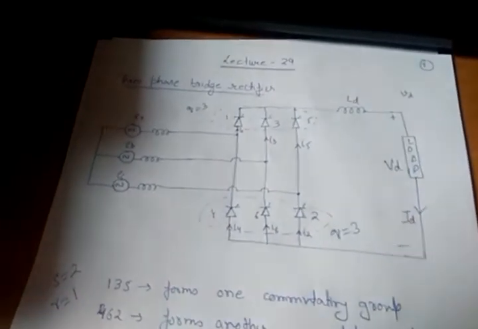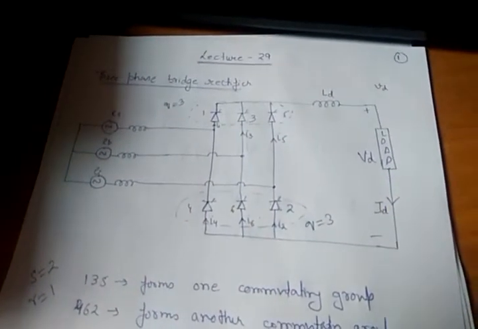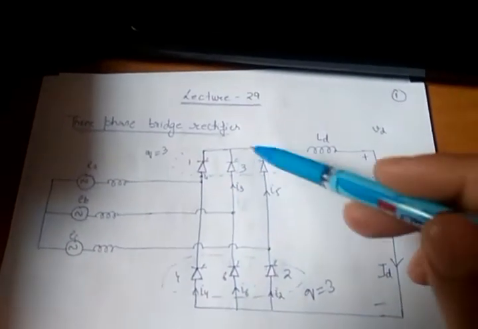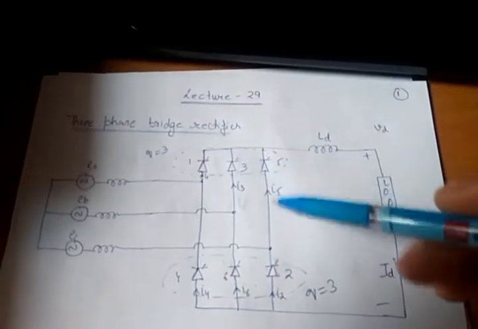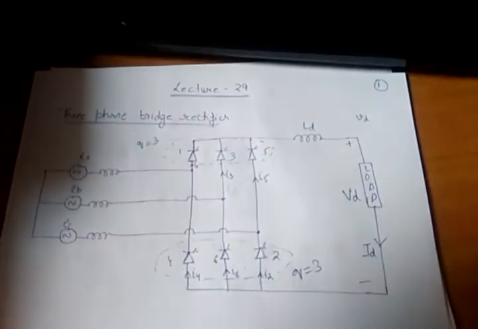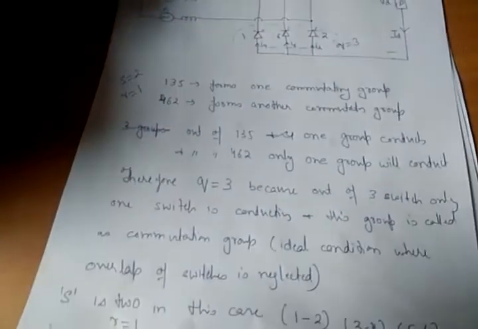Valves are not connected, but R is equal to 1 because we don't have any two valves which operate in parallel simultaneously. No two valves are operating in parallel simultaneously, so R is equal to 1. Okay, so what will be the pulse number?